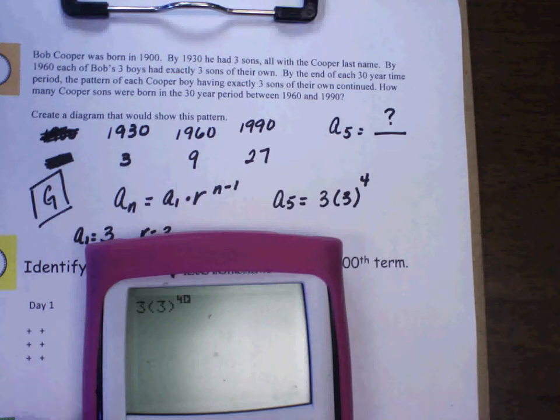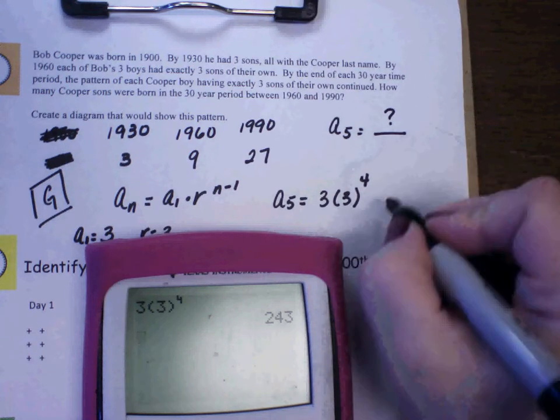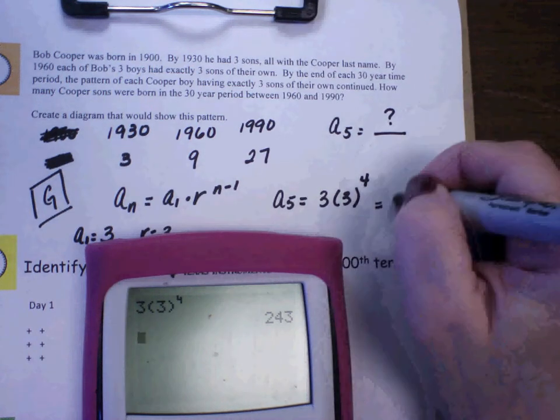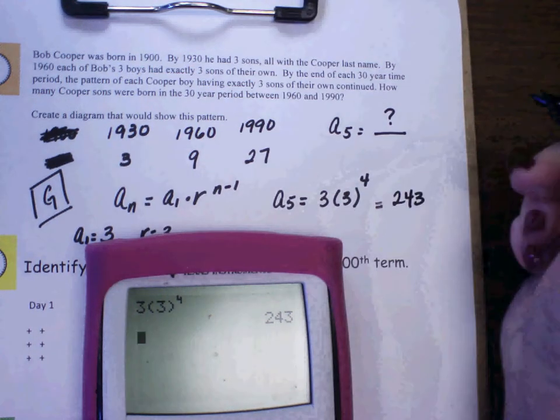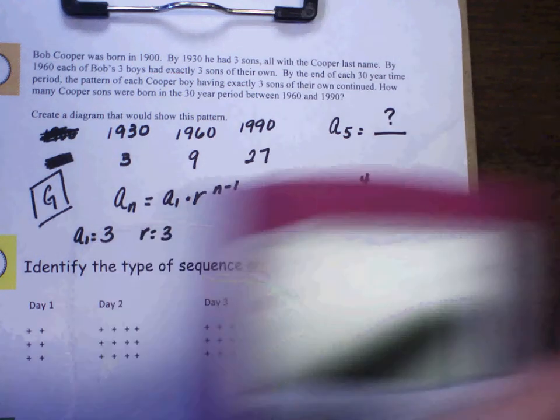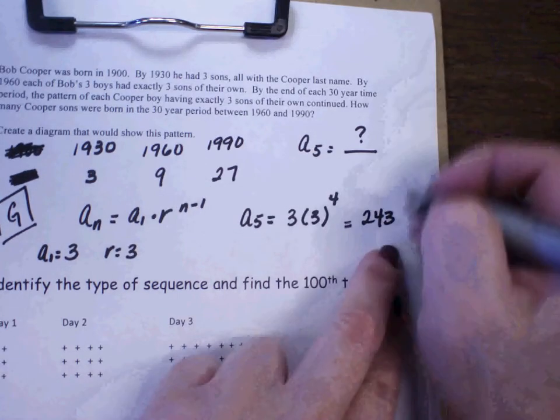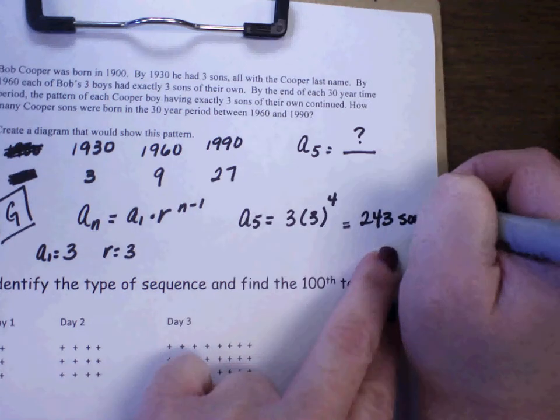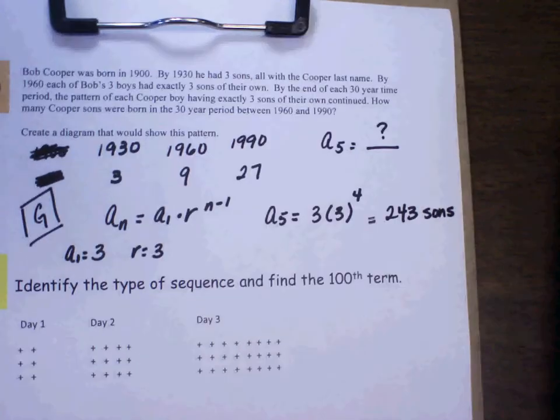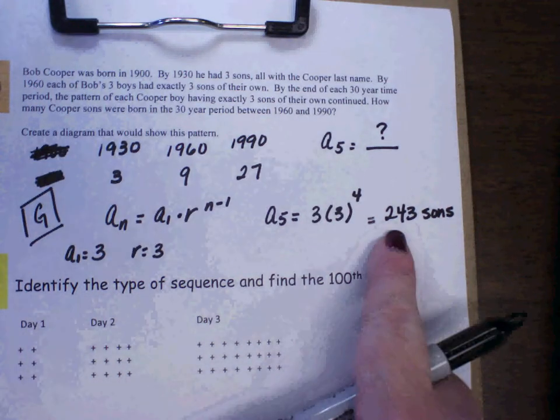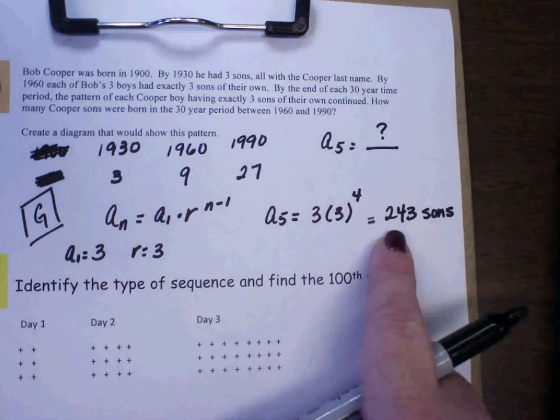Two hundred and what? 243 kids. Now, what year would that be? So there would be a total of 243 sons born by this time, right? Now, I want to know the year. At what year would they have already had 243 Coopers?